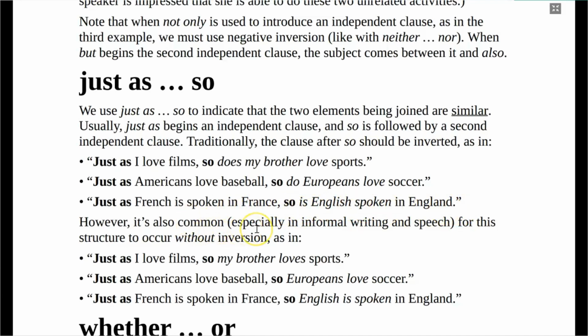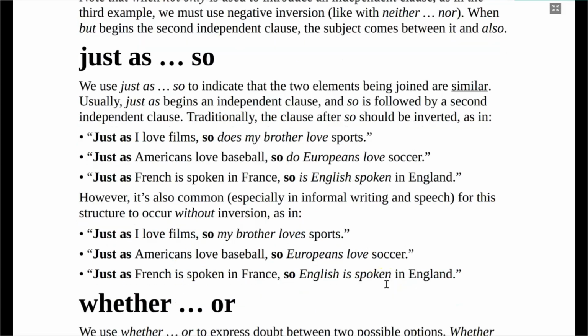However, it's also common, especially in written form, for this structure to occur without the inversion. Just as I love film, so my brother loves sports. Just as Americans love baseball, so Europeans love soccer. So take note of that.